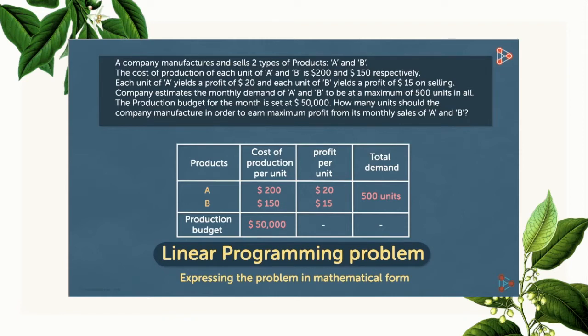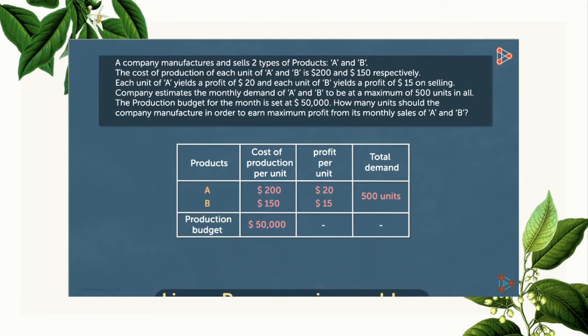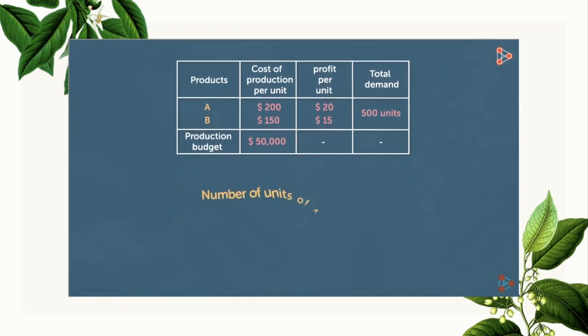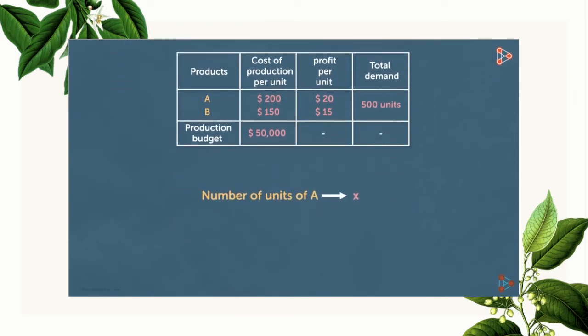Like in this case, the company wants to sell some number of products A and B. As we don't know the exact quantity, let's assume the number of units of product A to be X and the number of units of product B to be Y. Now, can you tell me the total cost to manufacture these many units of A and B respectively? Yes, it will be 200 times X and 150 times Y. We're just multiplying the quantity with the price.